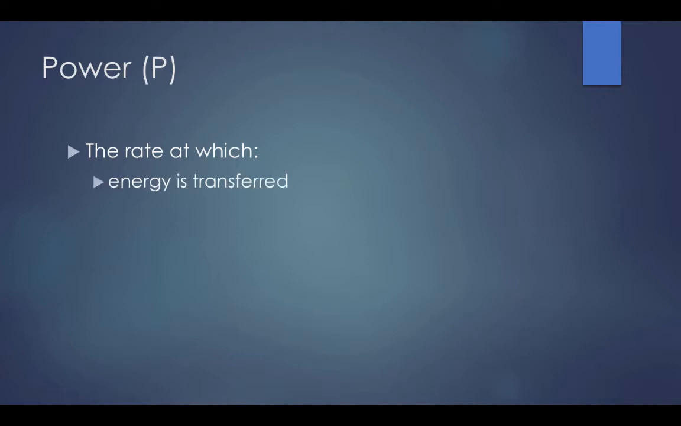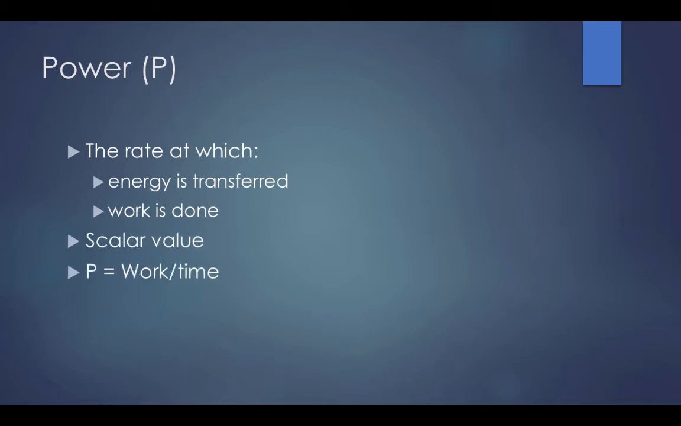Lesson 9I, Power. Power is denoted with the symbol capital P. It is the rate at which energy is transferred, which is also the rate at which work is done based on the work-energy principle. Power is a scalar and can be calculated by dividing work with time. P equals W divided by T. Its unit is the joule per second or watt, capital W.